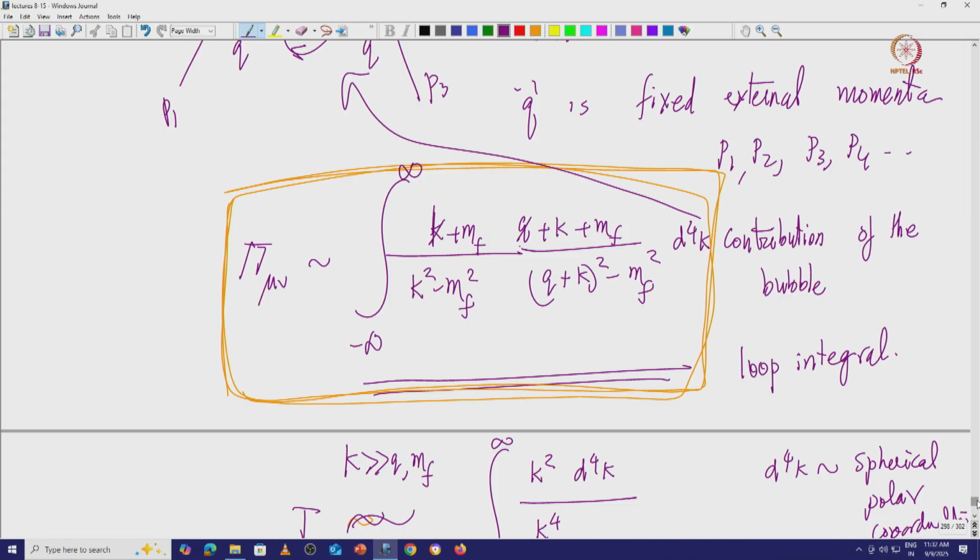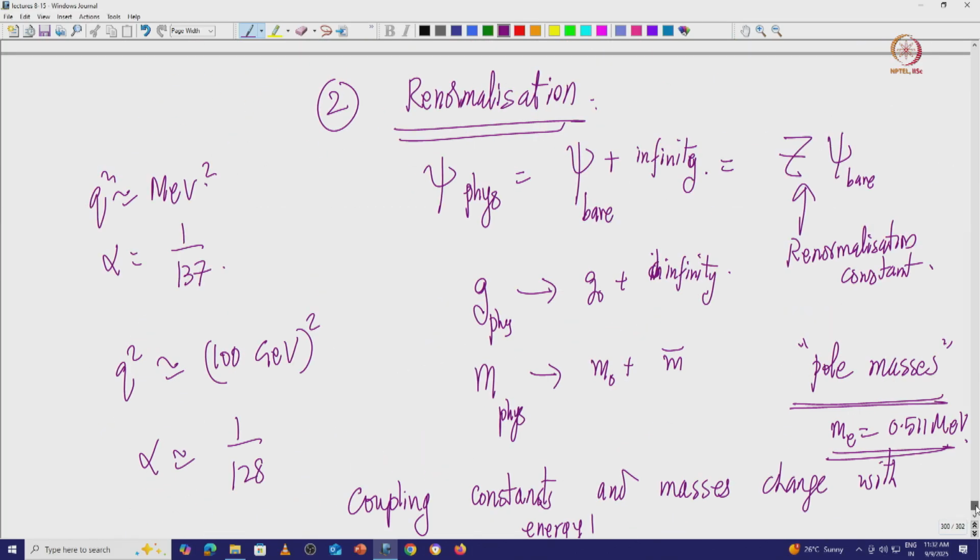The way we deal with these divergences is to first isolate them in the integral, and then absorb them into the parameters of the theory. This can be done because the parameters of the theory, like the wave function, the coupling constant, and masses, are not the physical ones. What we measure are the physical masses, which are different from what appears in the Lagrangian. So these parameters are converted into physical parameters by absorbing these infinities, by multiplying by some constants called the renormalization constants.